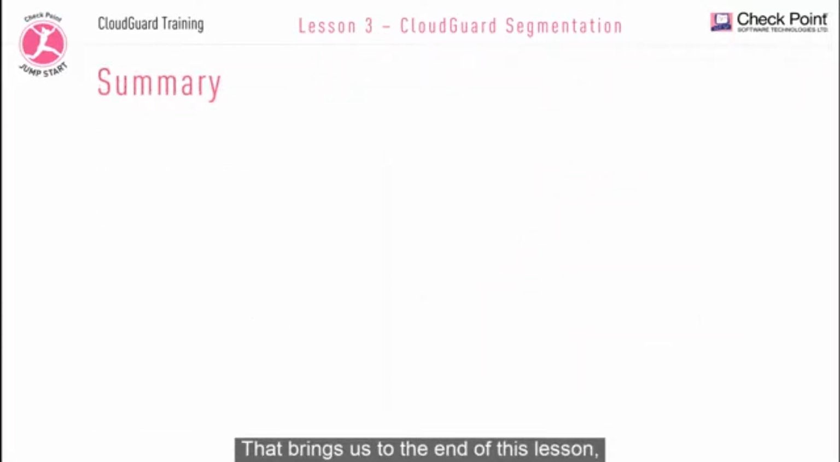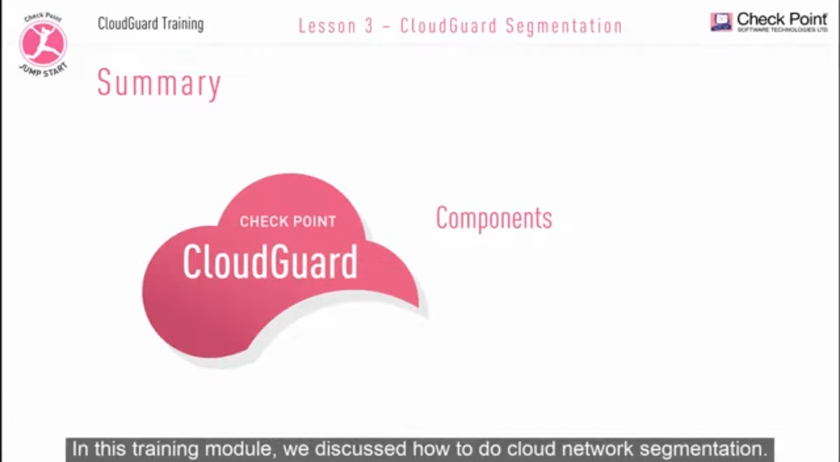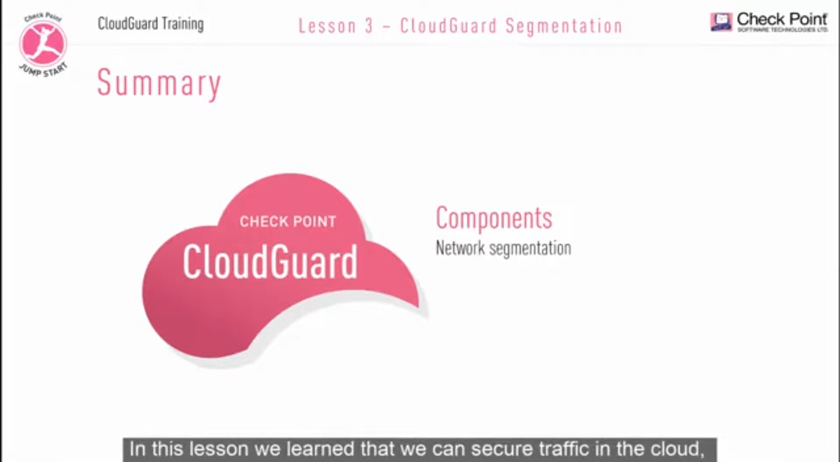That brings us to the end of this lesson. Let's quickly recap before exiting this video. Lesson 3 was about CloudGuard segmentation. In this training module, we discussed how to do cloud network segmentation. In this lesson, we learned that we can secure traffic in the cloud using what we call segmentation.